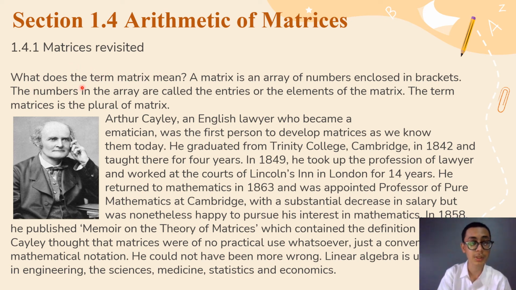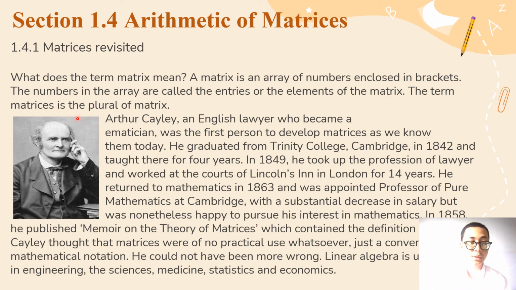What does the term matrix mean? A matrix is an array of numbers enclosed in brackets. The numbers in the array are called the entries or the elements of the matrix. The term matrices is the plural of matrix.